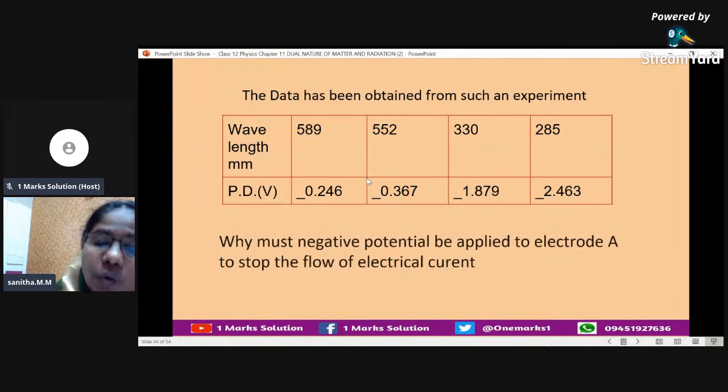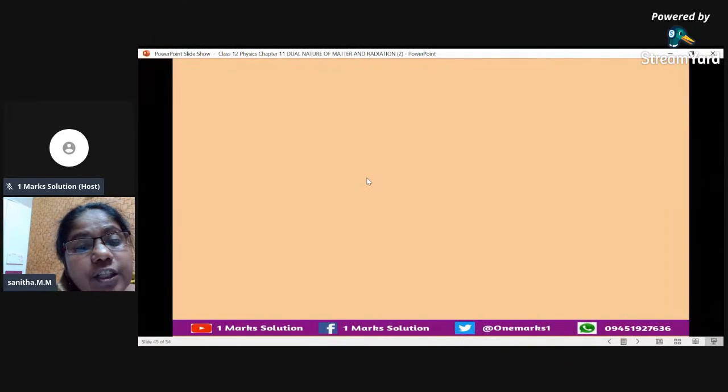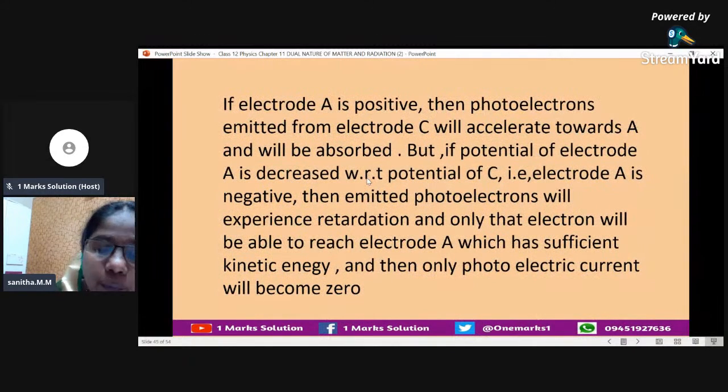Some data is there. The question is, why must a negative potential be applied to electrode A? Electrode A, you know that they are attracting. To stop the flow of the electric current, why are we giving negative potential? If electrode A is positive, it will attract electrons, right? So current will be there. But if the potential of the electrode is decreased, that means from positive it is decreased with respect to the potential of C, electrode A is negative. Then emitted photoelectrons will experience retardation, that is repulsion from this negative electrode, and they will move away from that. That potential, we will call it a stopping potential.